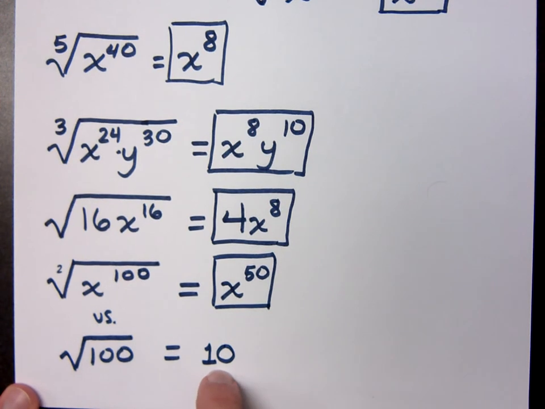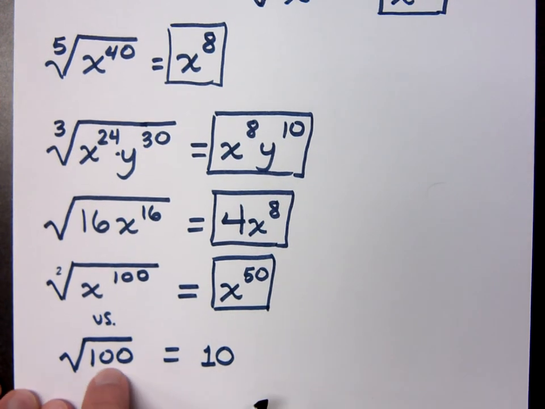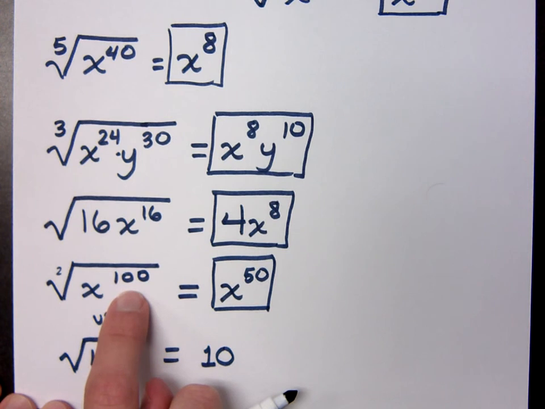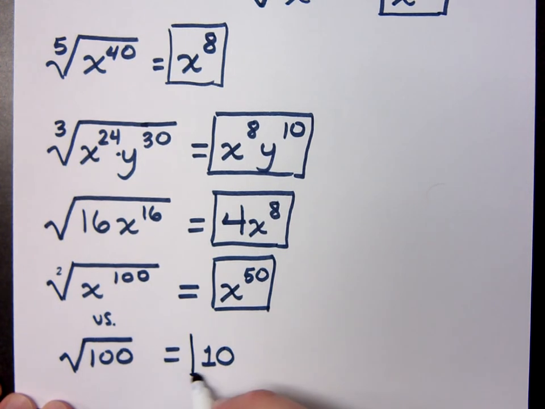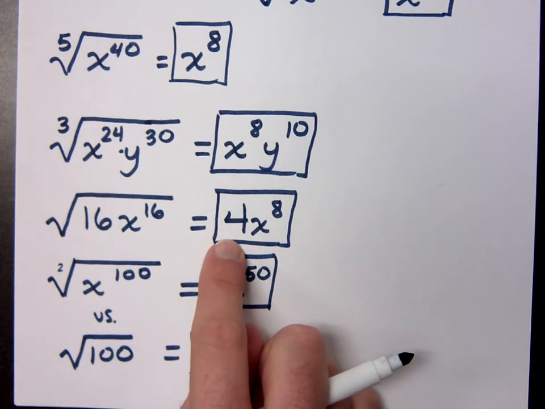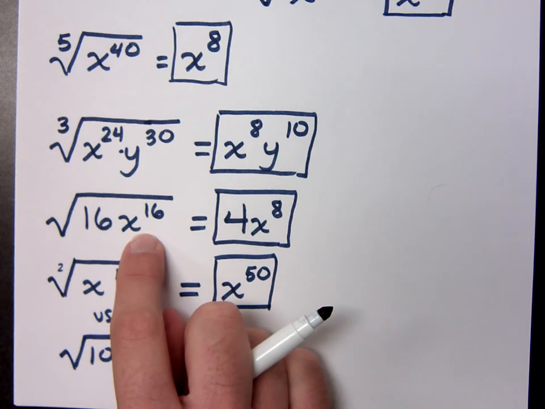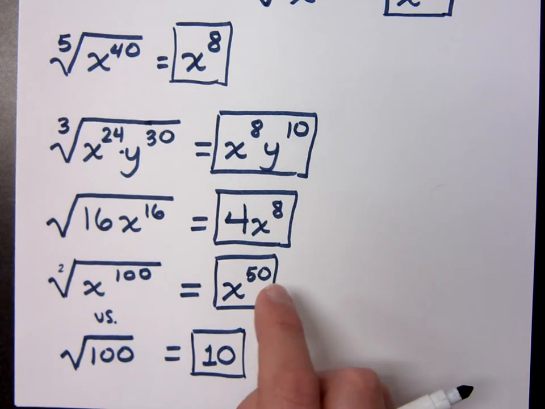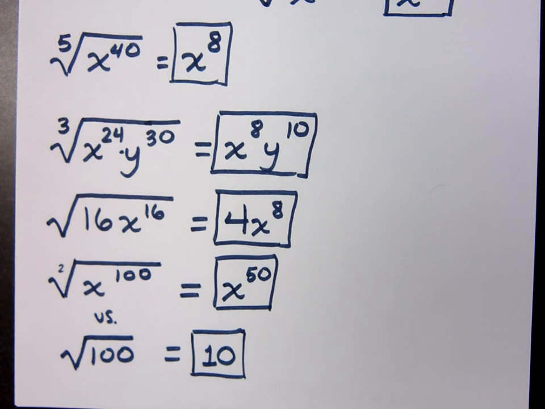Do you see the difference here? There's 100 as just a number, and there's 100 used as an exponent. So you have to make sure you know where things are so that you can do these correctly. Look at this example up here. The square root of 16 is 4. 4 times 4 is 16. But the square root of x to the 16th is x to the 8th. So exponents work a little bit differently. Are you guys with me on that?